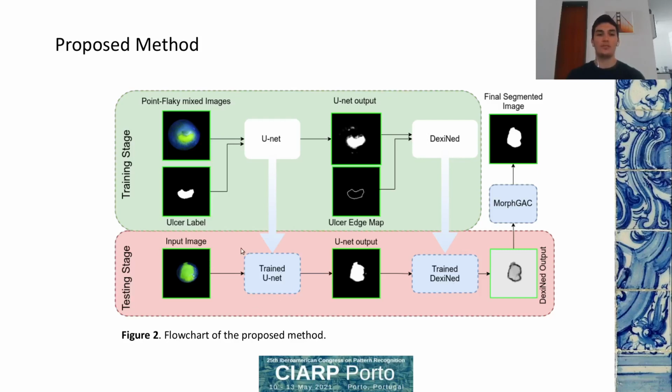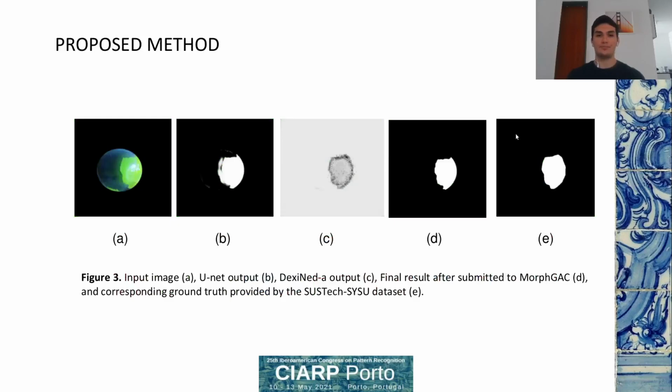This way you can submit a raw image to the UNet, get the UNet output, and submit it to the trained DexiNed. In the same way, we get the DexiNed output and submit it to the morphological GAC operation, and this way we get our final result, which is the segmented image.